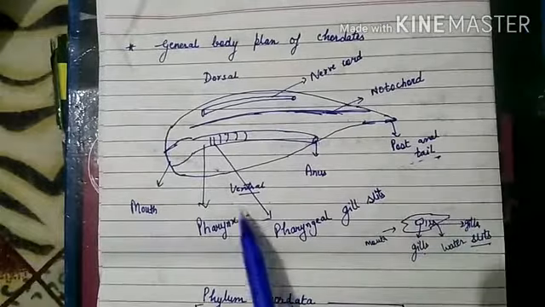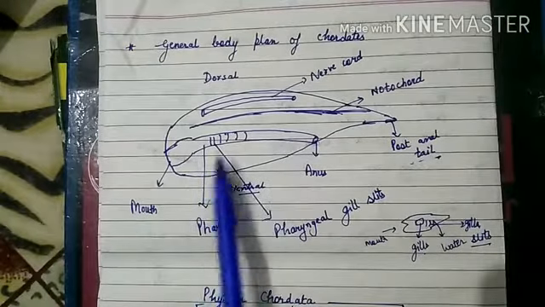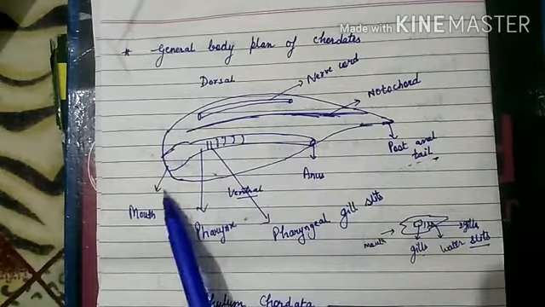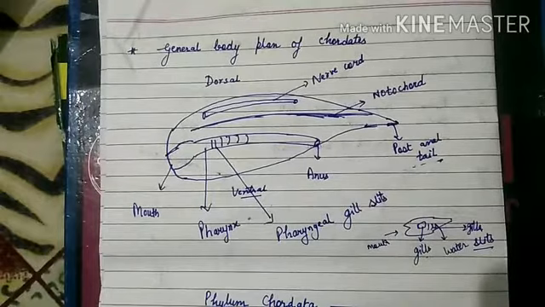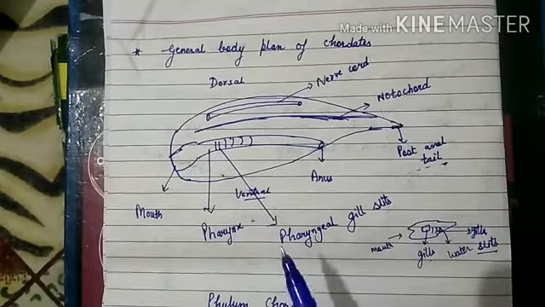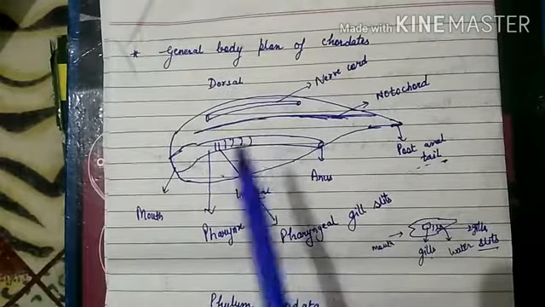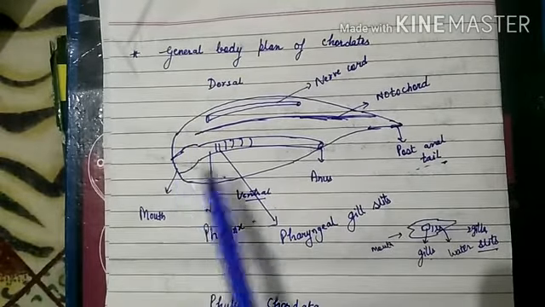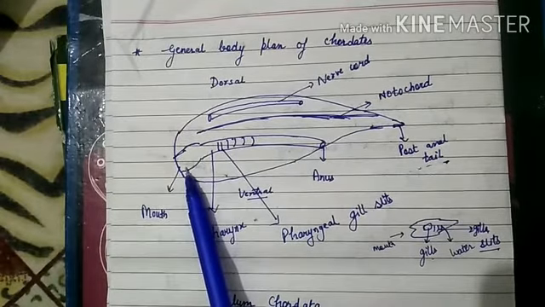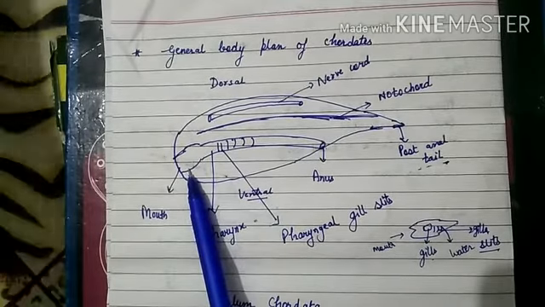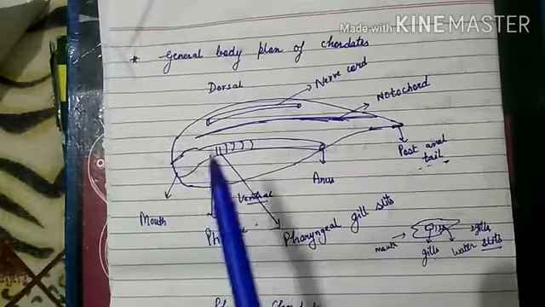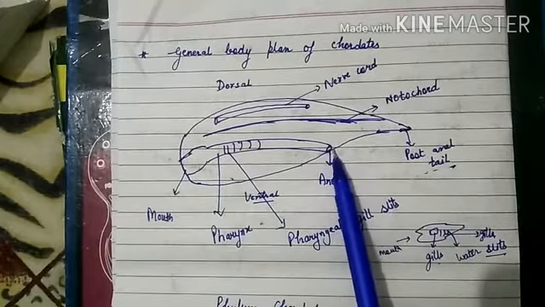So let us try to understand the general body plan of chordates using this diagram. This is a general body plan of a chordate animal. Here the body is divided into a number of parts. First is the mouth and then there is the anus. This means a complete digestive tract is found in animals under phylum Chordata, starting with the mouth and ending with the anus.